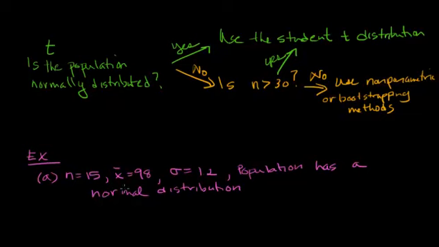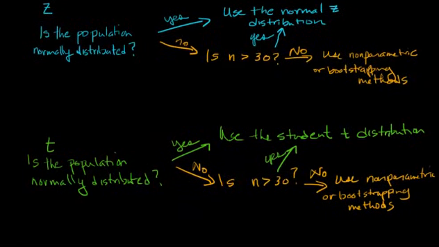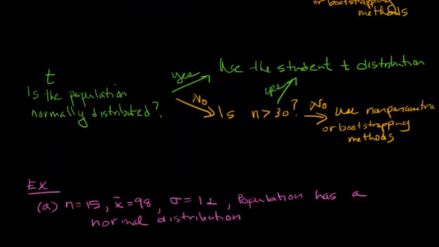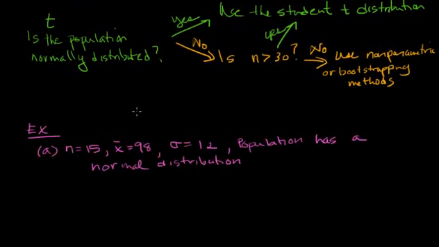Okay, first question, is sigma known? Well, yes it is. We can tell right here, sigma equals 1.2. That says follow the z path. On the z path, the next question is, is the population normally distributed? It says it is a normal distribution, so that leads us straight to use the z distribution.